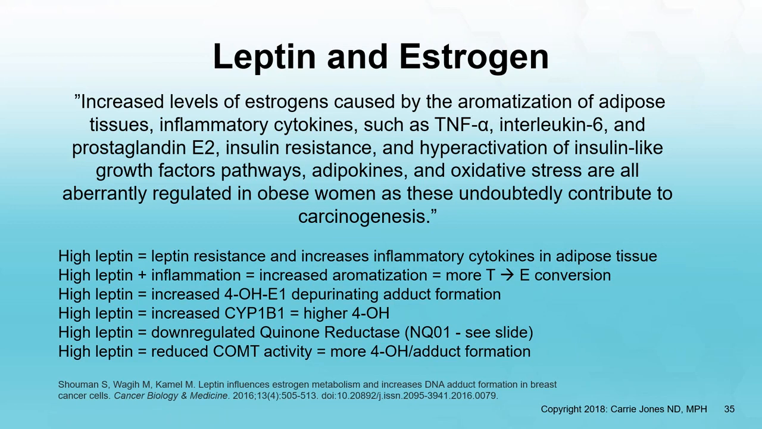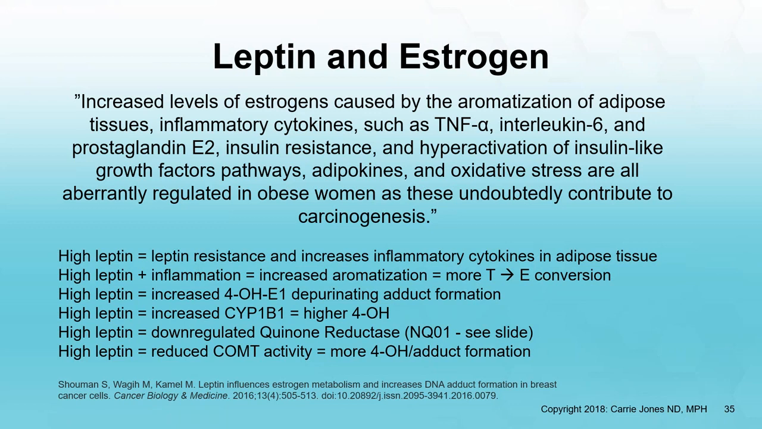Well, that's not good. And then with high leptin and all this inflammation, you get increased aromatization, because a big thing that increases aromatization is inflammation. So now you have more conversion of testosterone into estrogen, and you're more estrogen dominant. High leptin will also increase your 4 pathway and increase your risk of depurinating adduct formation, and we just talked about how bad that is. High leptin will increase your CYP1B1, so now you have higher 4-OH in general, and that's why you have higher adduct formation. It downregulates your quinone reductase.